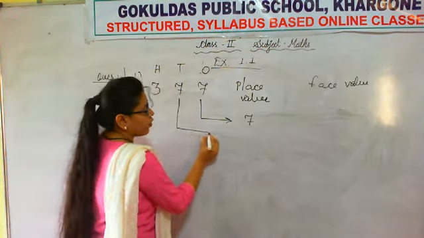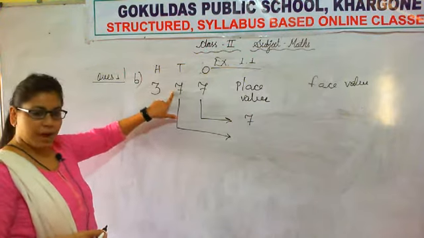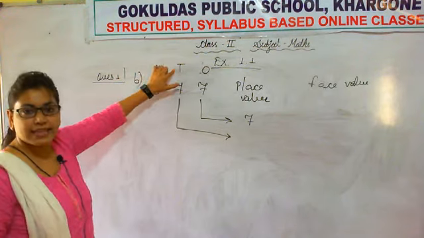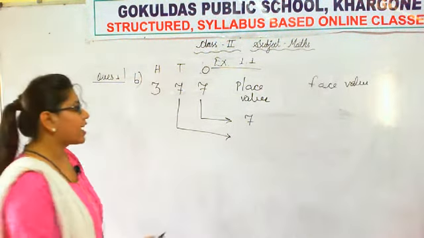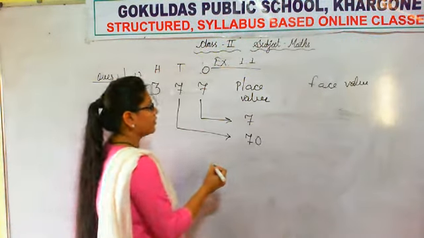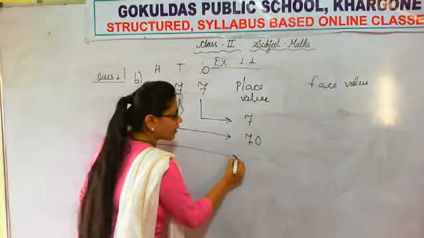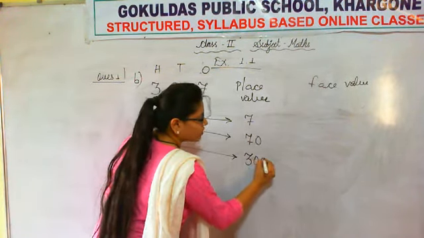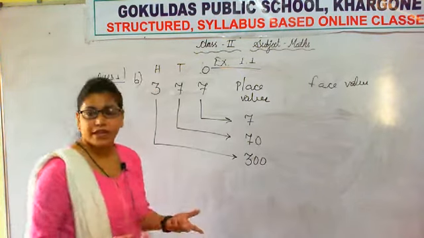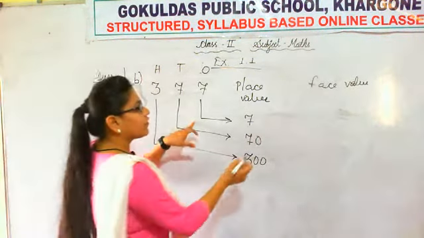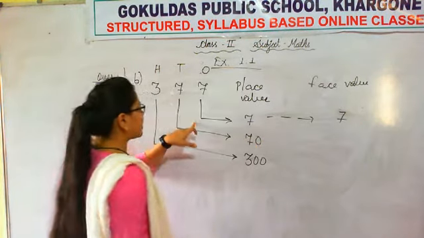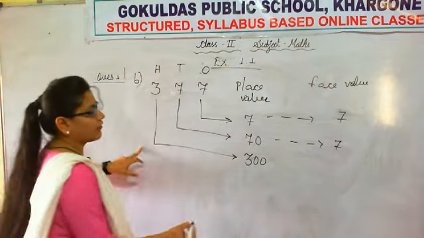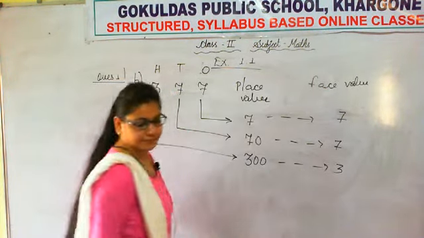Now the place value of this 7, the digit depends on its position. So 7 tens. What will we get? 7 tens means 70. Very good. Now 3 hundreds, so 300. Now face value. Face value is very simple. The digit itself. Face value of this 7 will be 7. Face value of this 7 will also be 7. Face value of 3 will be 3.